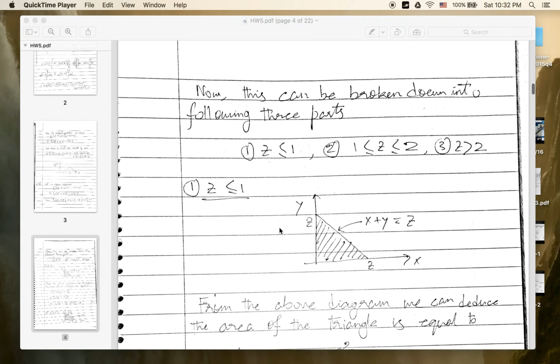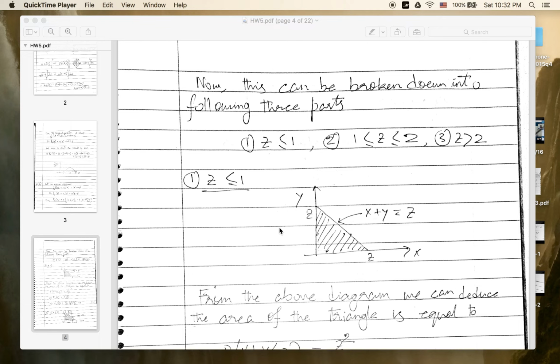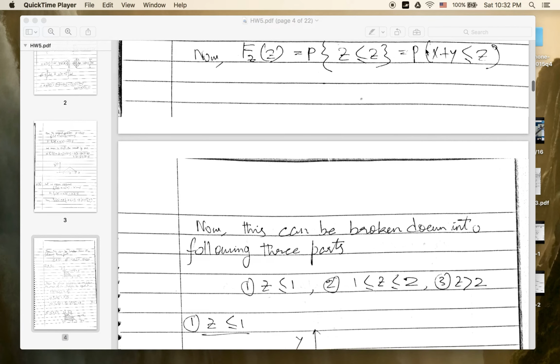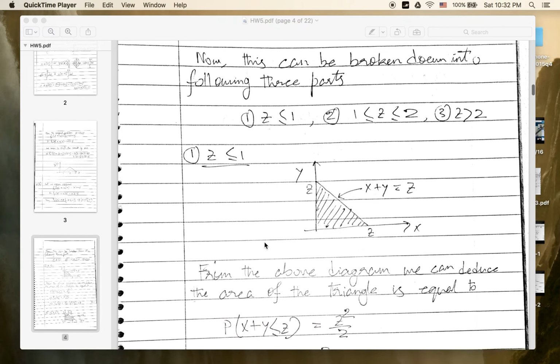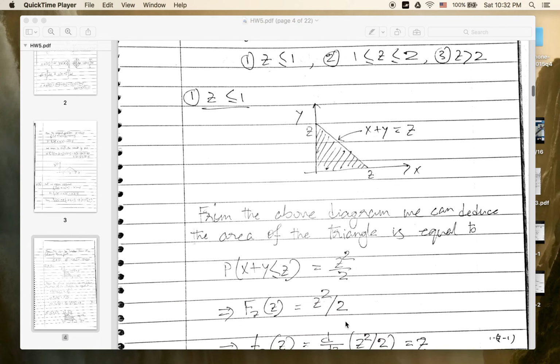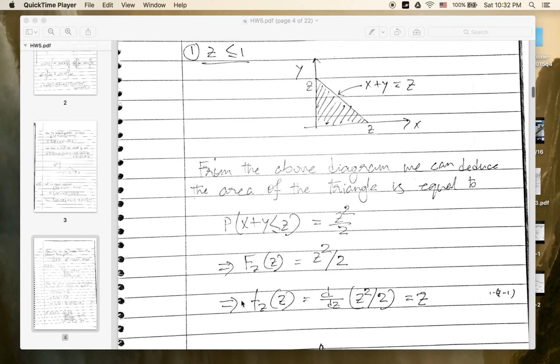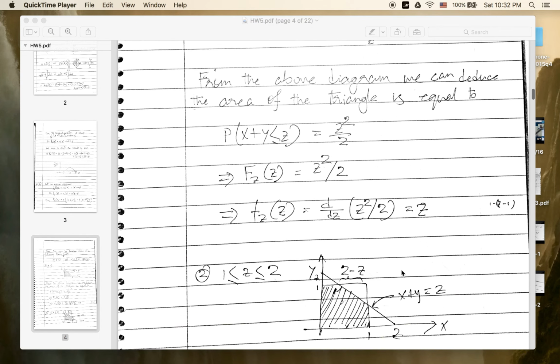Now we can divide this computation into three parts, that is z less than or equal to 1, z between 1 and 2, and z greater than 2. So for the first one, z less than 1, pardon me, there should be a square actually, unit square. So z less than or equal to 1. The probability that x plus y is less than z is nothing but the area of the shaded region, and this area of the shaded region is nothing but z square by 2, and we can get density function of fz equals differentiation of capital Fz equals z.